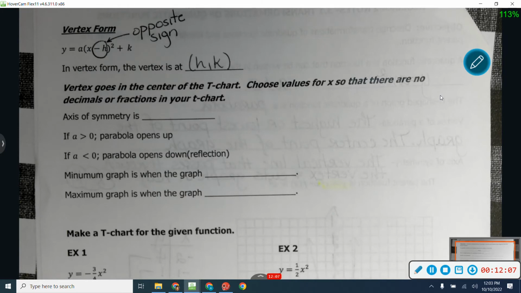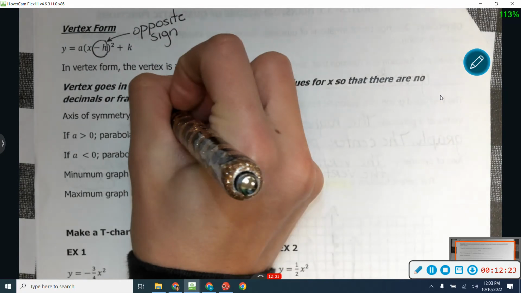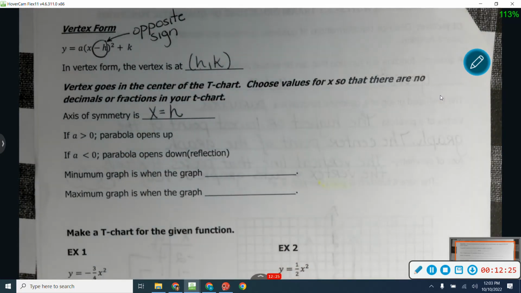Your vertex is still going to go in the center of your chart. We're not going to do decimals or fractions in your table unless it is your vertex. Your axis of symmetry, I said, was the vertical line, so it's x equals. The x value of the vertex is h, so x equals h.